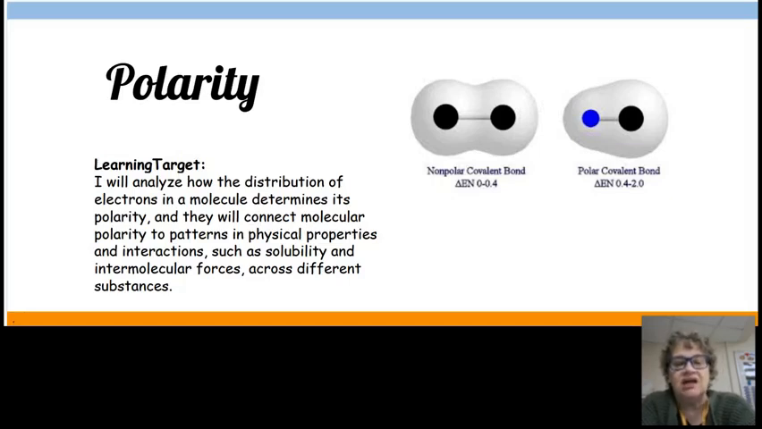Our lesson today is polarity. So our learning target: I will analyze how the distribution of electrons in a molecule determines its polarity, and we'll connect molecular polarity to patterns in physical properties and interactions such as solubility and intermolecular forces across different substances. Okay, so right now we're just going to worry about identifying whether a molecule is polar or nonpolar.